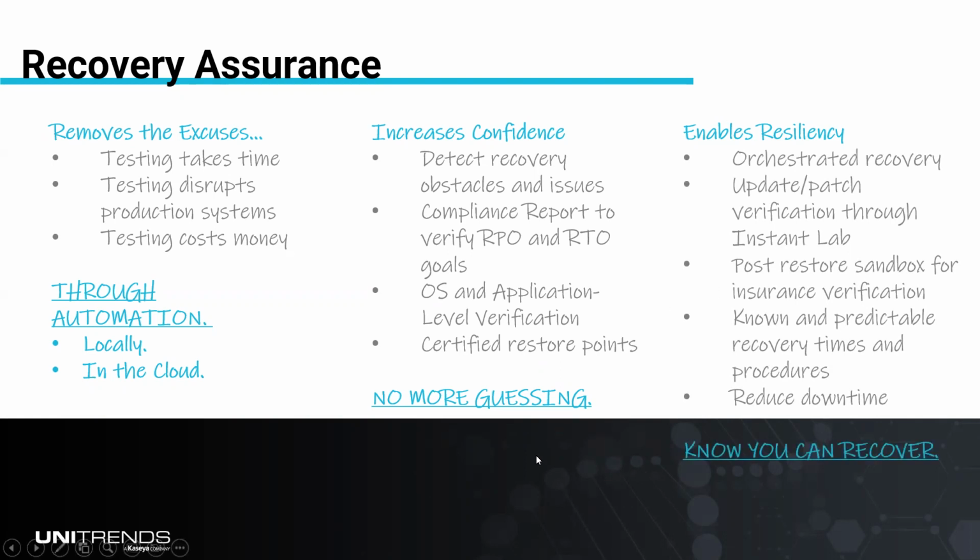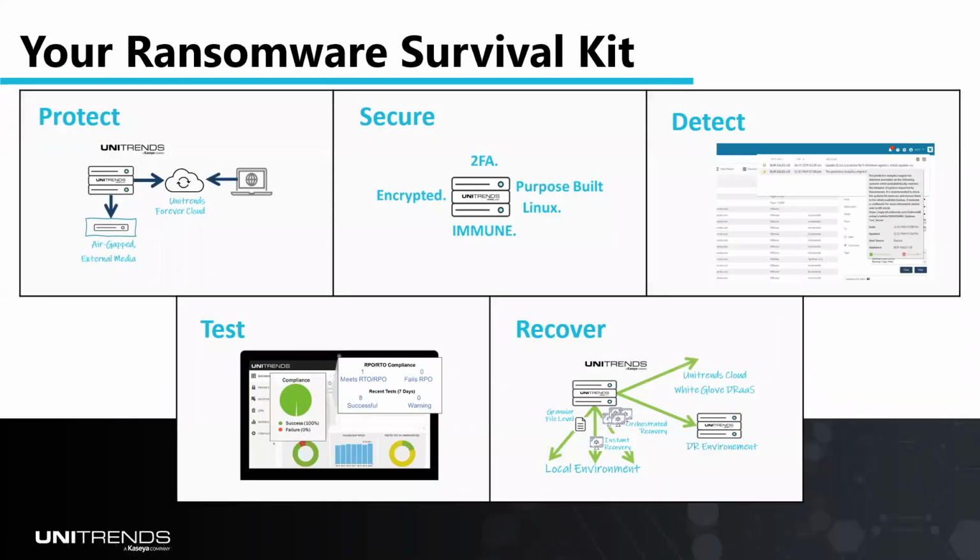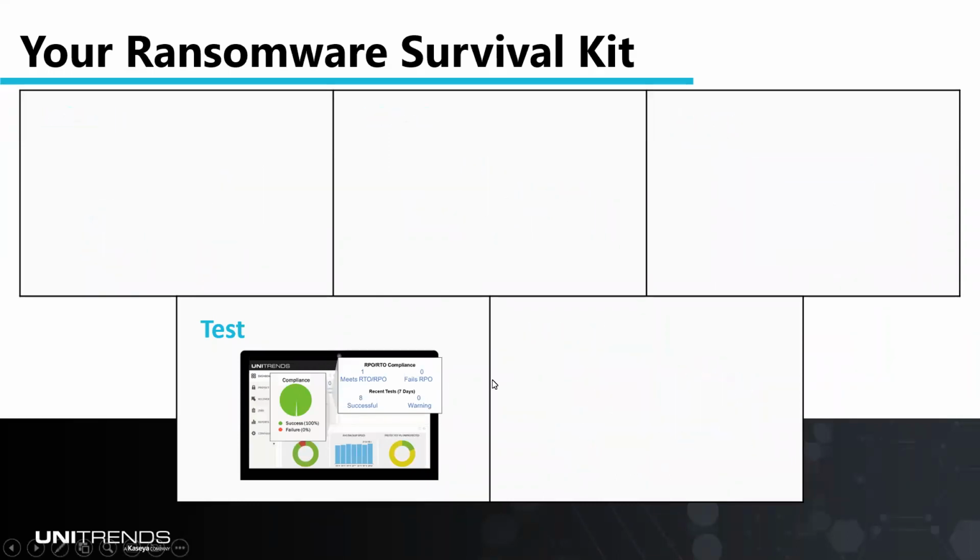When we think about surviving ransomware, there are 5 key pieces that have to be in place. Protect your data, use a secure platform, detect your ransomware, test your backups, and then recover. Recovery assurance helps us with the testing component of our ransomware survival kit.